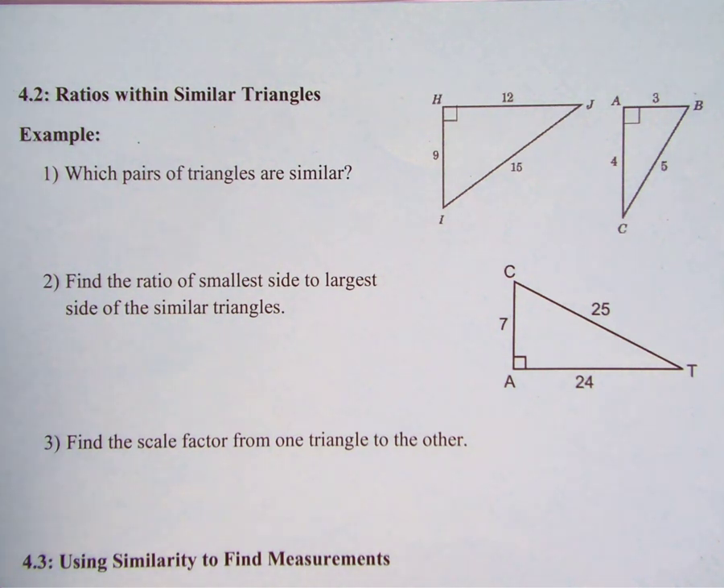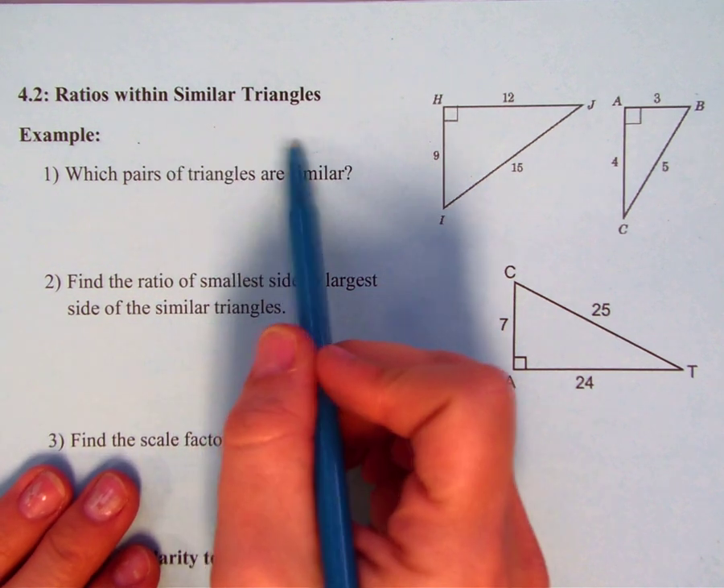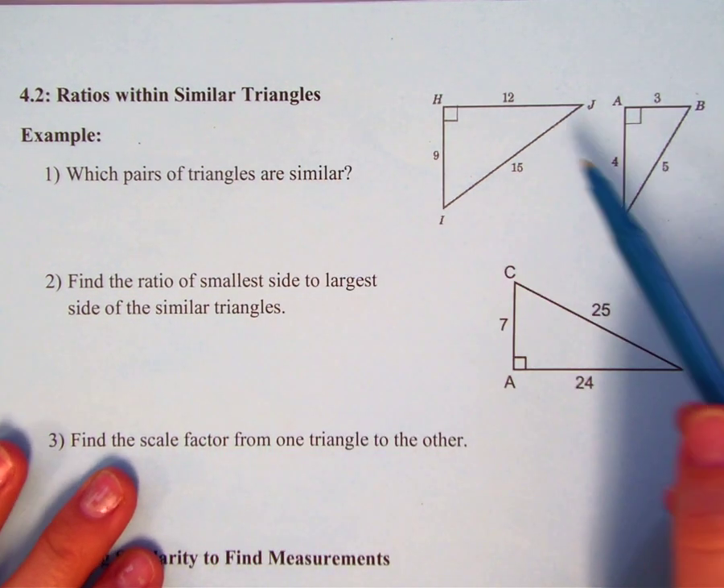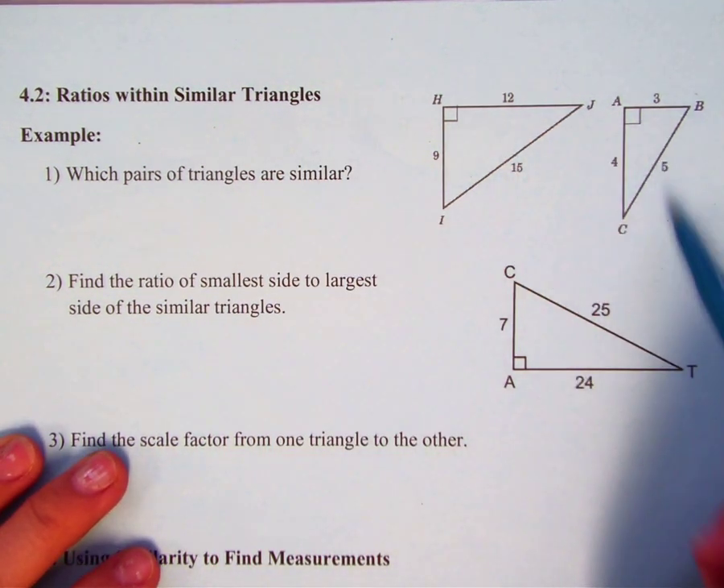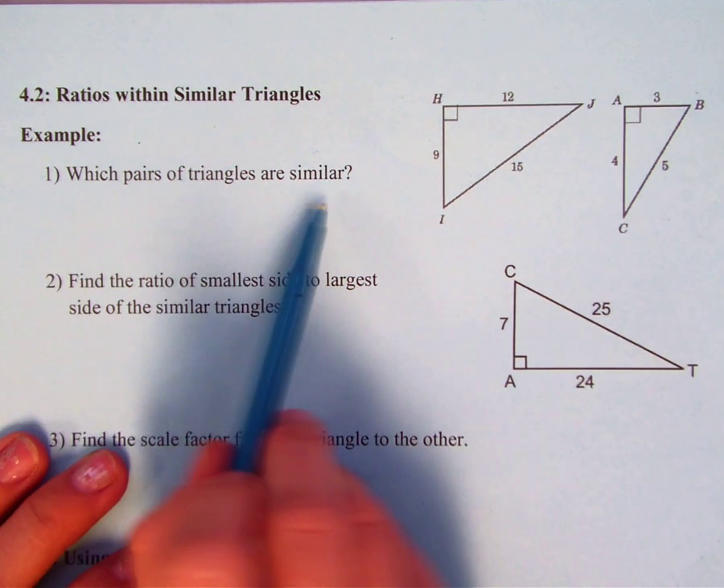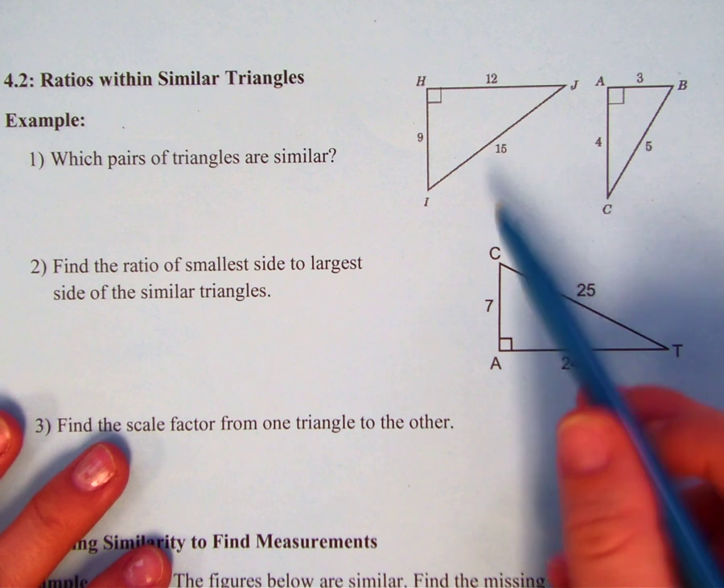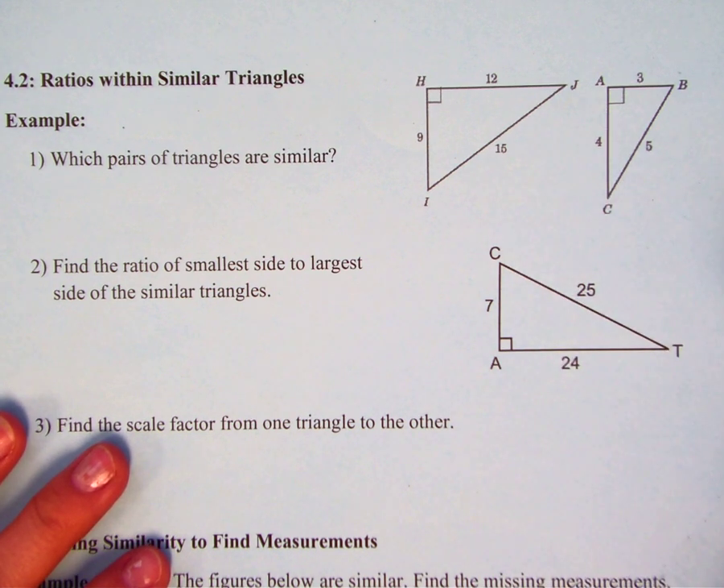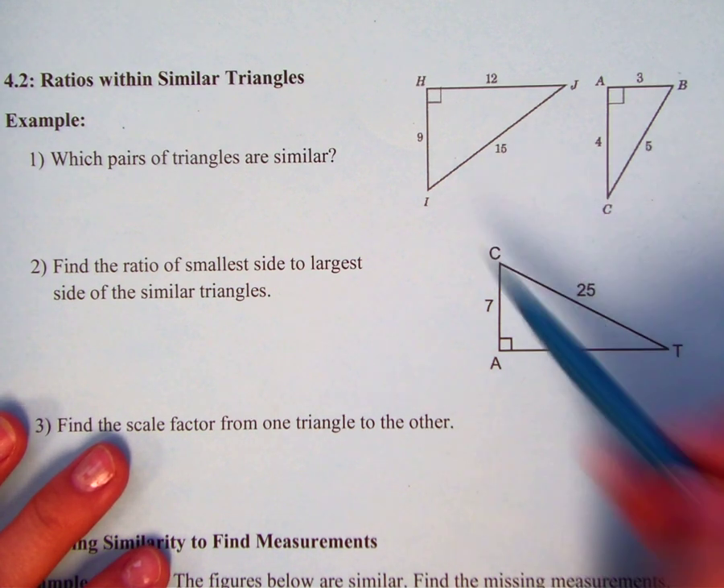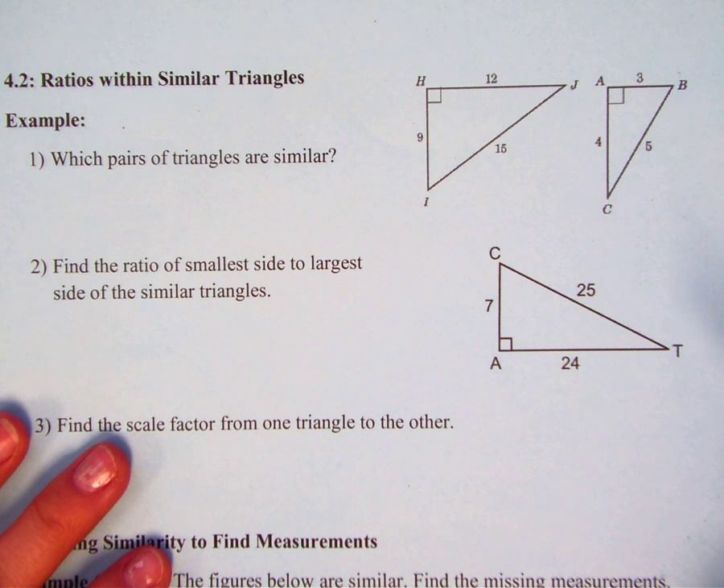All right, class, today we're going to look at the ratios within similar triangles. Right here we have three triangles, and we're trying to decide which pair of triangles are similar to one another. Looking at them, they all kind of look like they are similar. I will tell you they are definitely not drawn to scale by any means.